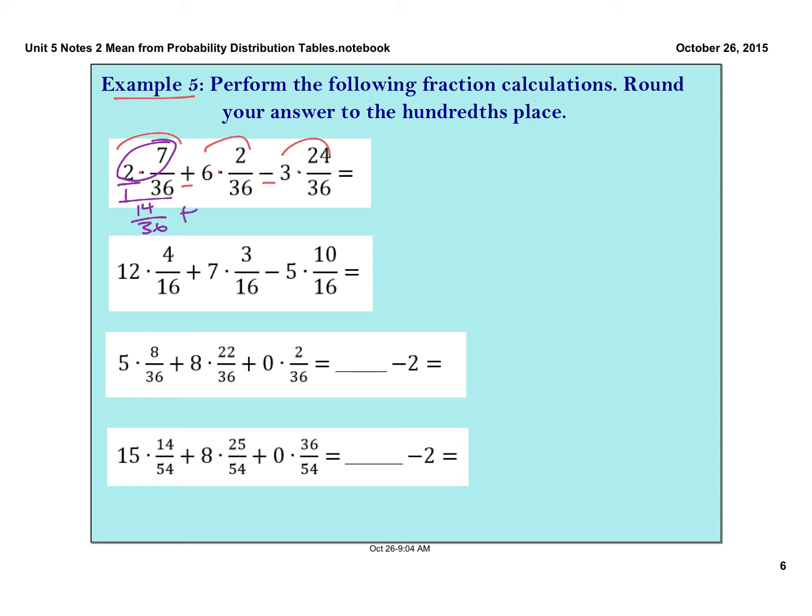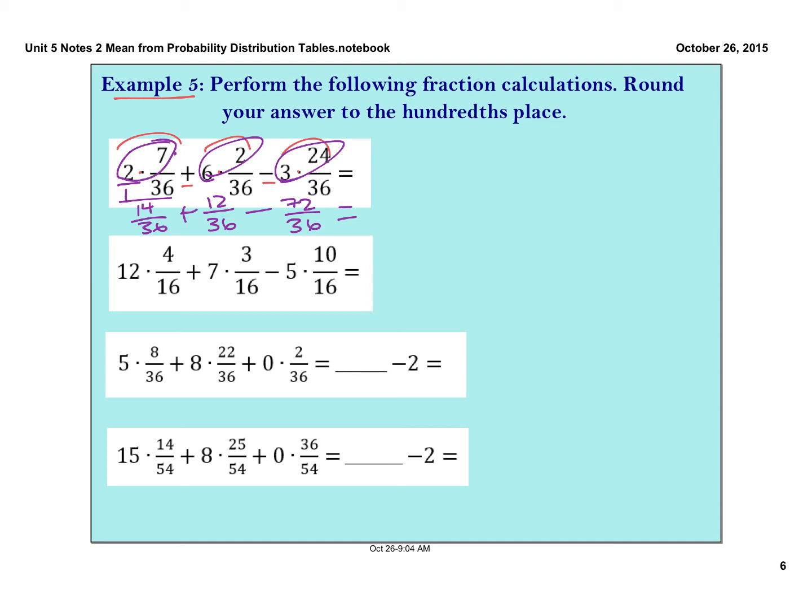Then I'm multiplying 6 times 2, which is 12, over the 1 times 36, which is still 36. Then multiplying the 3 times 24, which is 72, over the 36, which is 1 times 36, still 36. Okay, so I took care of the multiplication of all of my whole numbers in the fractions. Now I need to add these.